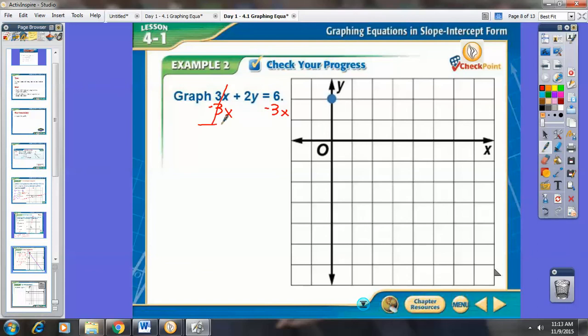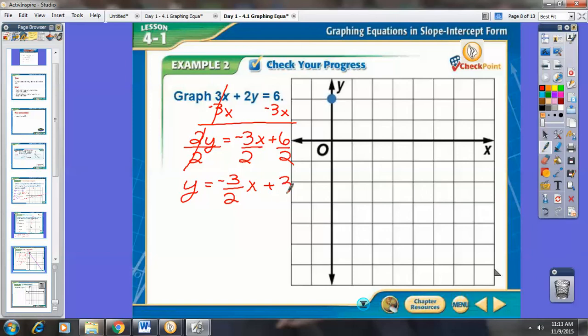So we have 2y equals negative 3x plus 6. Devin, what would you do next? Divide by 2. Very good, divide by 2. Now remember, we're dividing each term by 2. So I have negative 3 divided by 2, I'm going to leave that as a fraction. X plus 6 divided by 2, I can simplify, so I'm going to. It's 3.